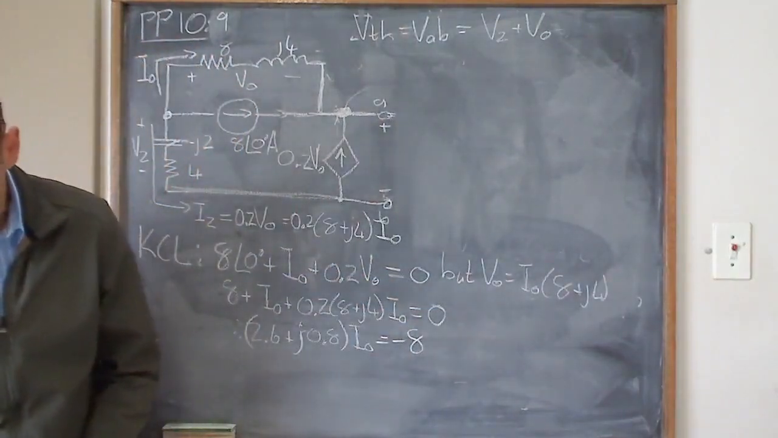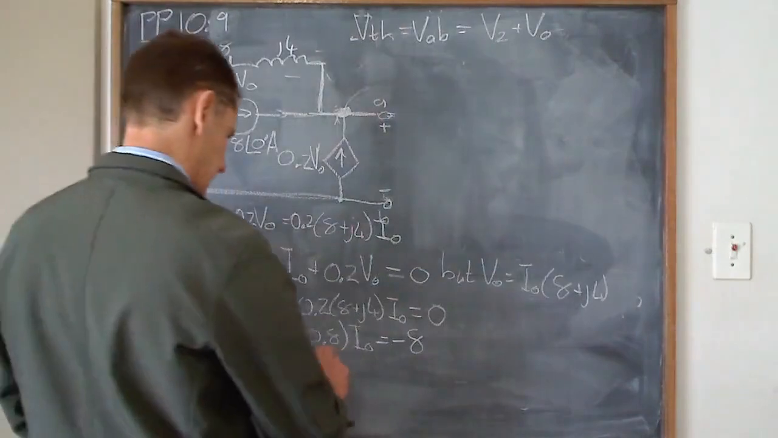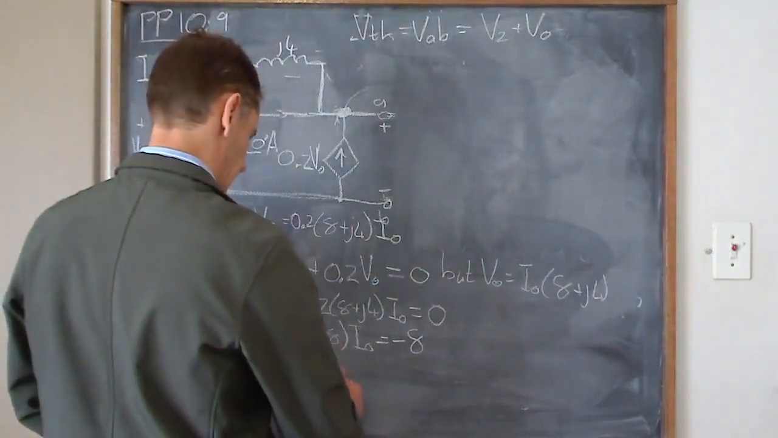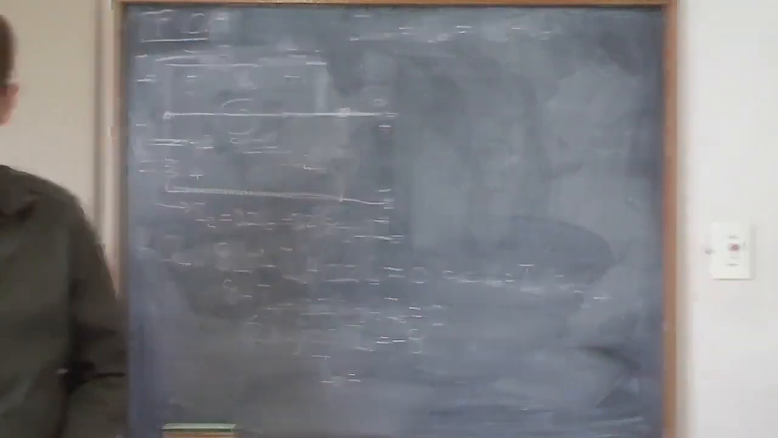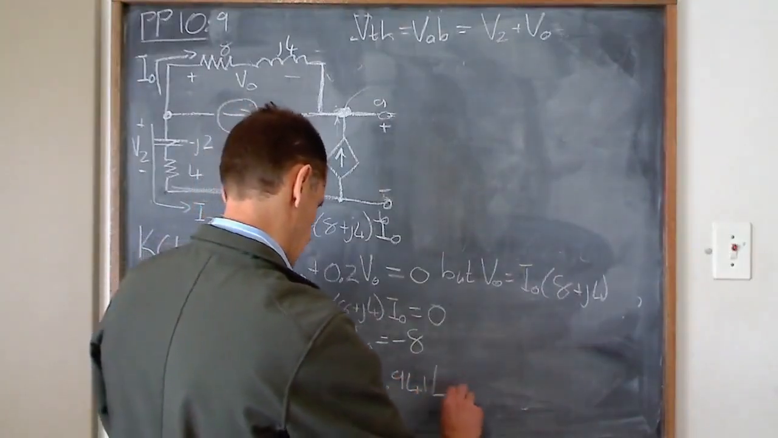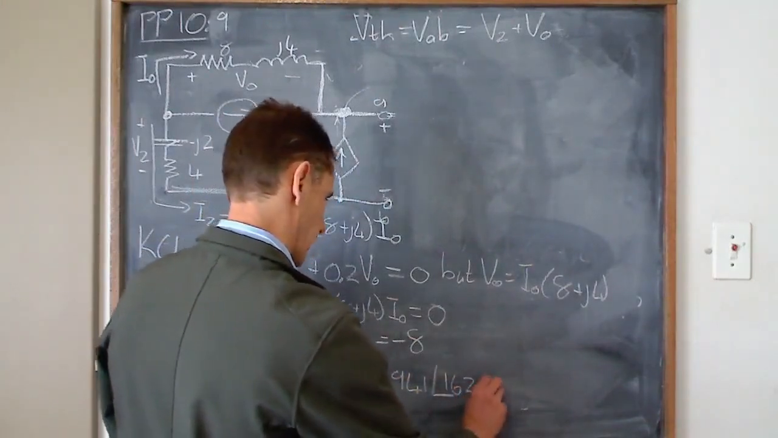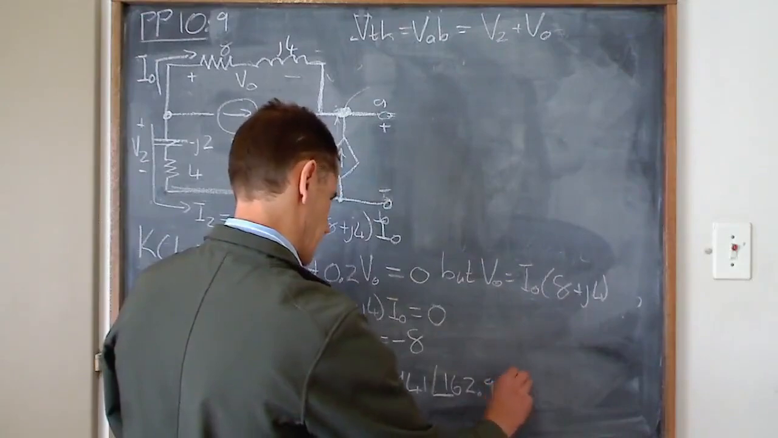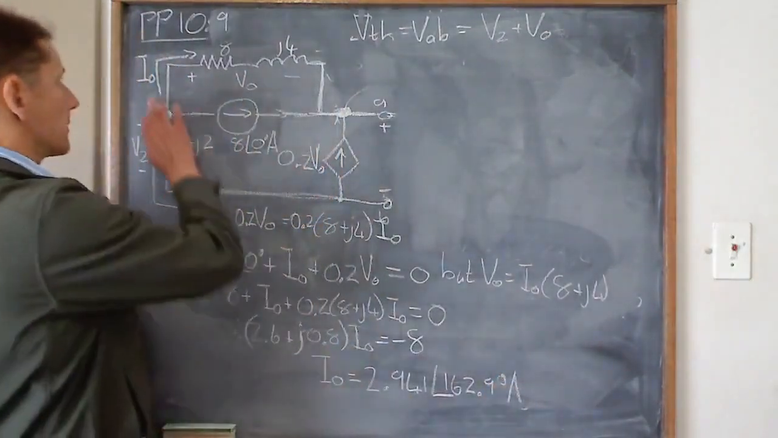I probably got that one somewhere. No, I didn't. Okay. So that gives me an I out equal to 2.941 angle 162.29 degrees amps. Okay. So that's this I out.